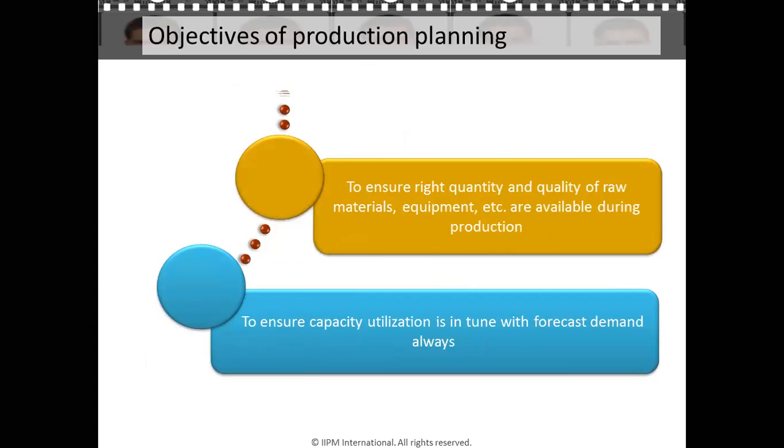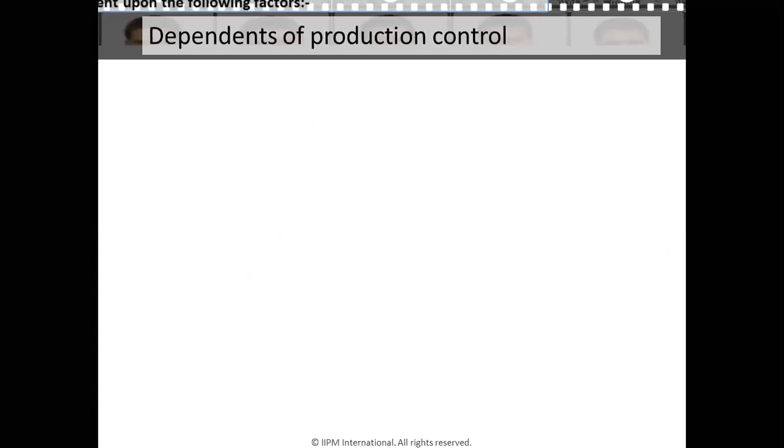Objectives of production planning: to ensure capacity utilization is in tune with forecast demand always, and to ensure the right quantity and quality of raw materials, equipment, and so on are available during production.